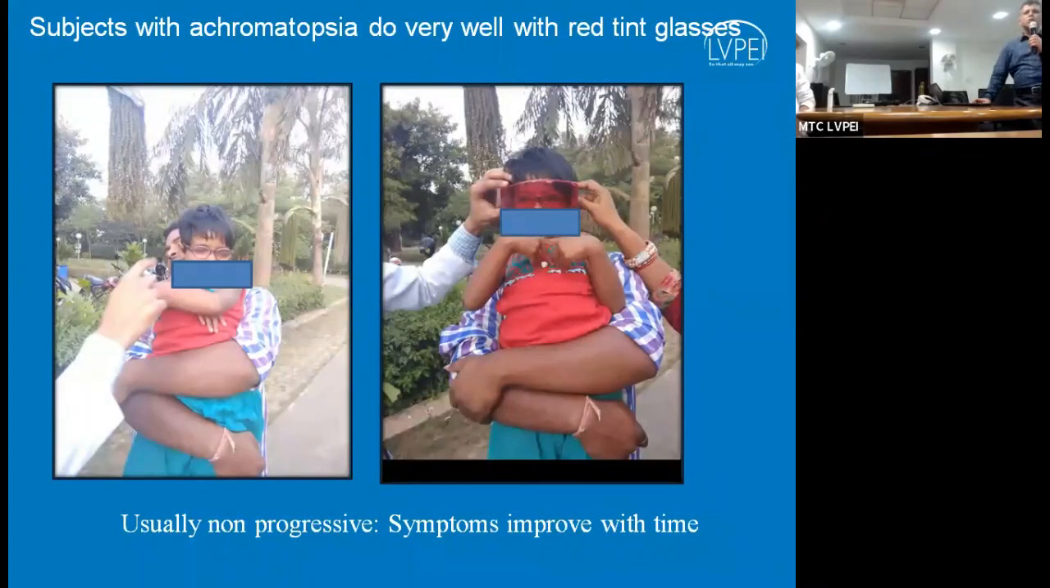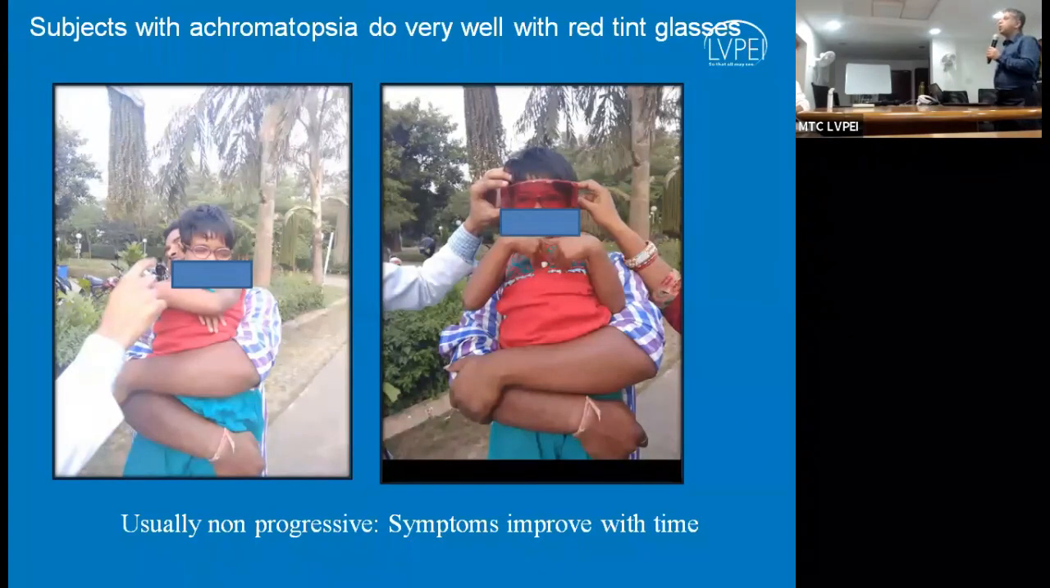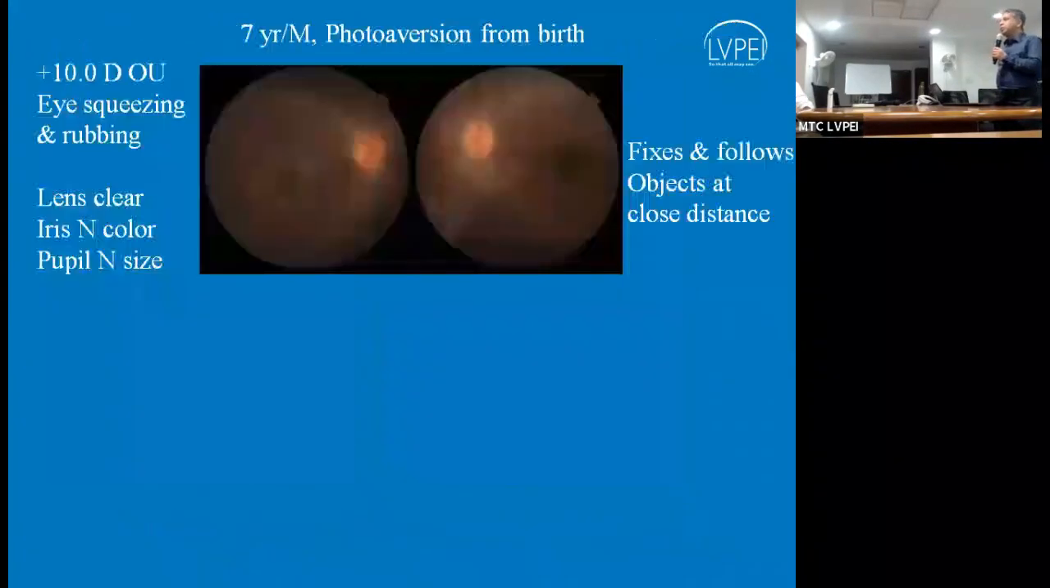Why is it important to distinguish them from cone dystrophy? Because though the affection is severe, these individuals have nystagmus and photoaversion, but they are non-progressive. With time, they become better, and these individuals do very well with red tint glasses.